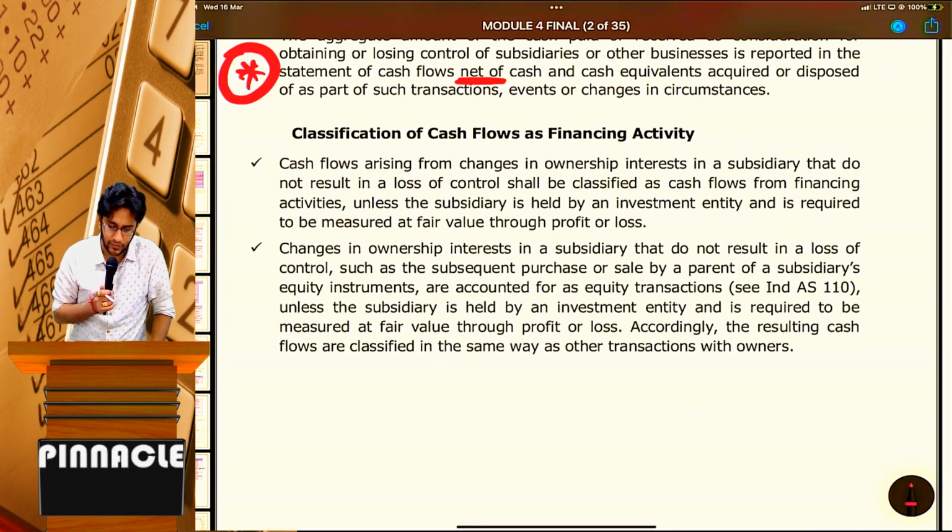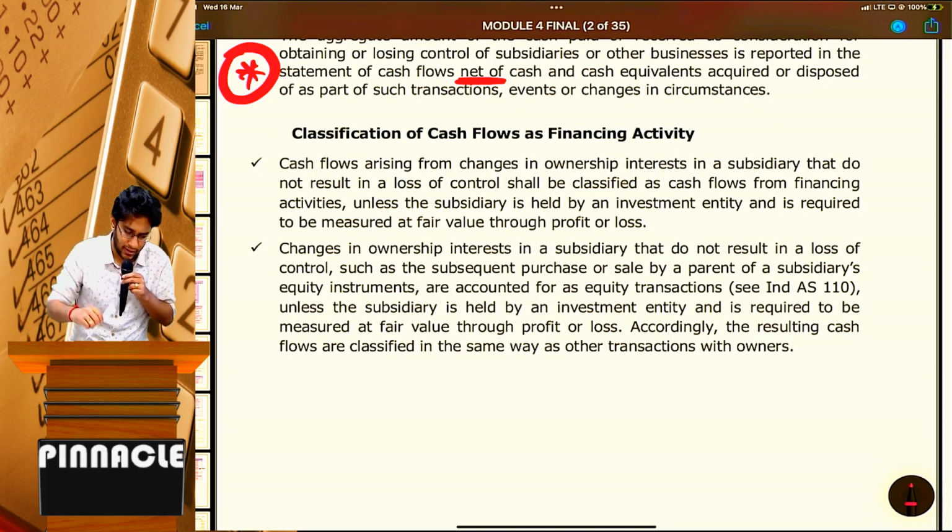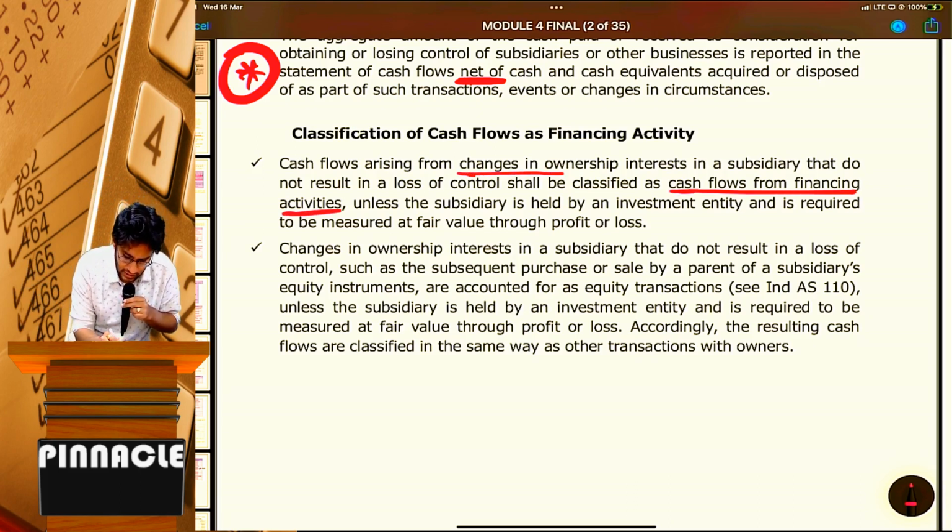Cash flows arising from change in the ownership in a subsidiary that do not result in loss of control shall be classified as cash flows from financing activities, unless the subsidiary is held by an investment entity and is required to be measured at FVTPL. Why is he telling all that? If the subsidiary is held by an investment entity, that entity anyway will not do any consolidation, so normal treatment will apply. So the important point here is cash flow from financing activity when change in ownership interest does not result in loss of control.